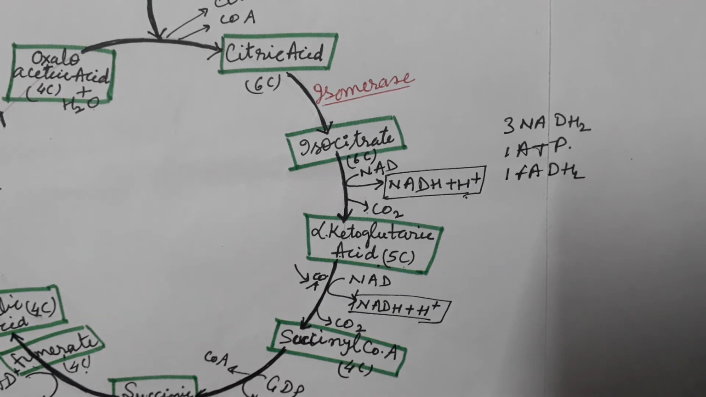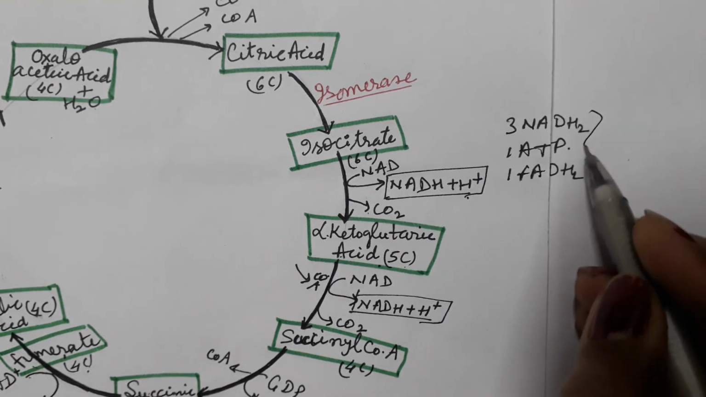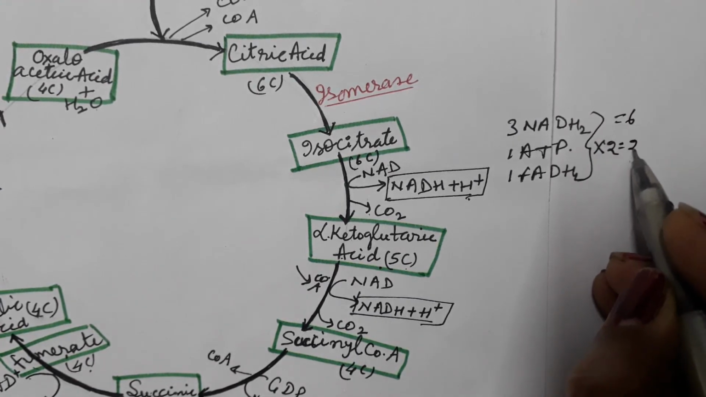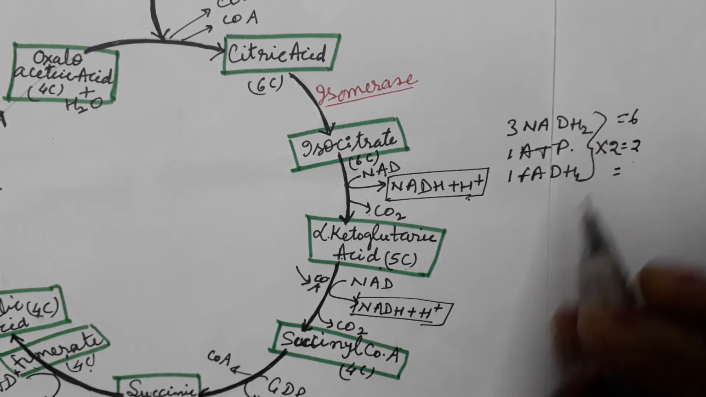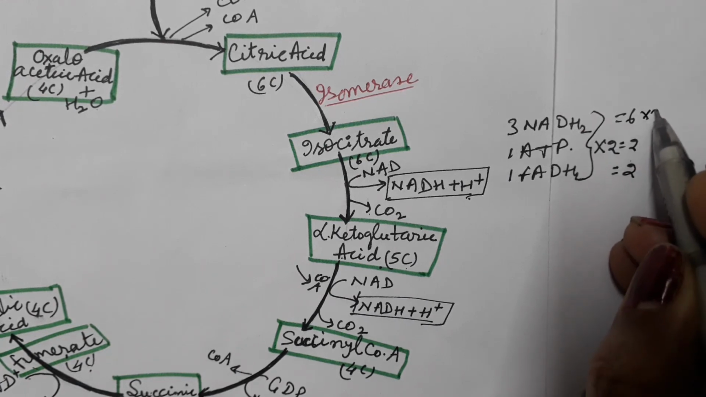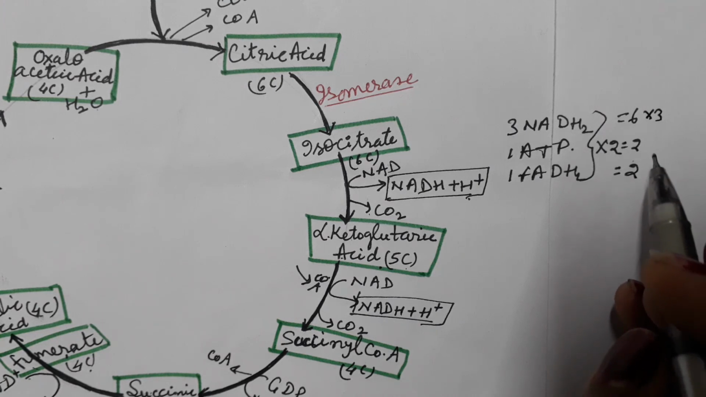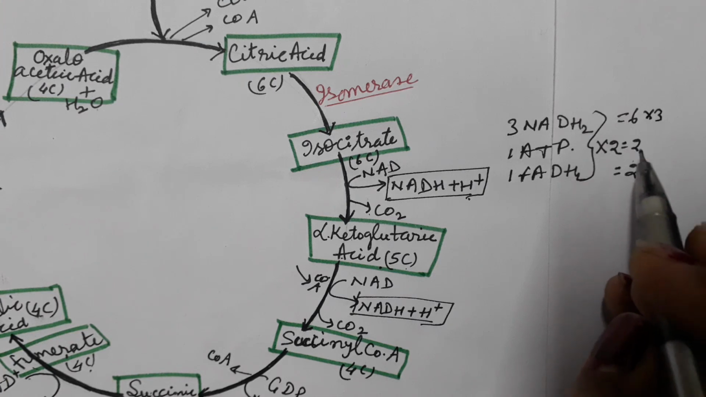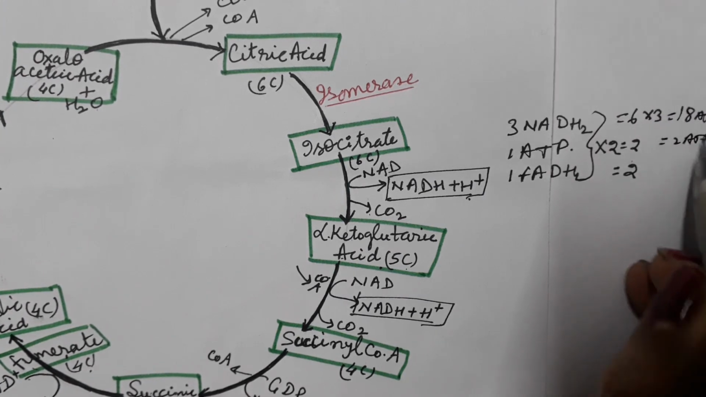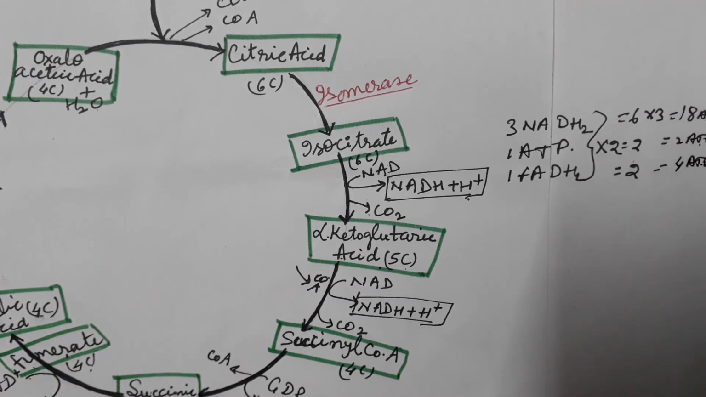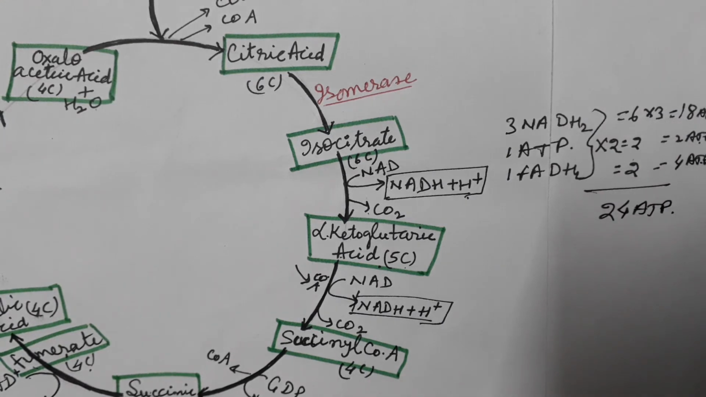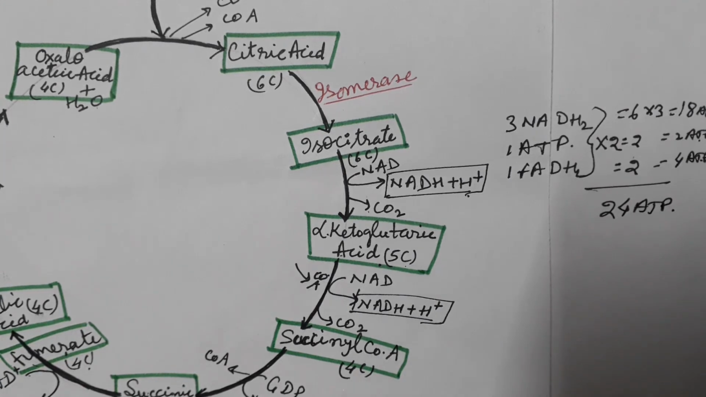Because 2 molecules of acetyl coenzyme A enter the Krebs cycle, we multiply all these by 2. So 6 NADH2 are produced, 2 ATP are produced and 2 FADH2 are produced. From 1 NADH2, 3 ATP are produced. From 6 NADH2, when we multiply by 6, they give rise to 18 ATP. Here 2 ATP are produced and here 4 ATP are produced. So on the whole from the Krebs cycle, 24 ATP are produced. This is the complete Krebs cycle.